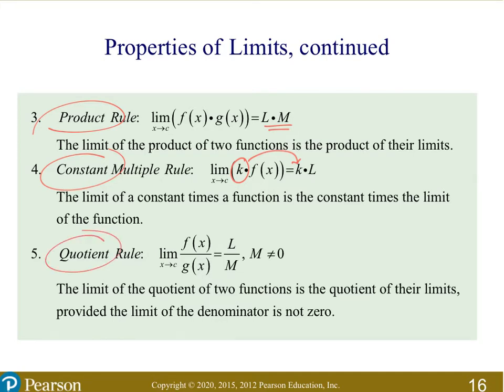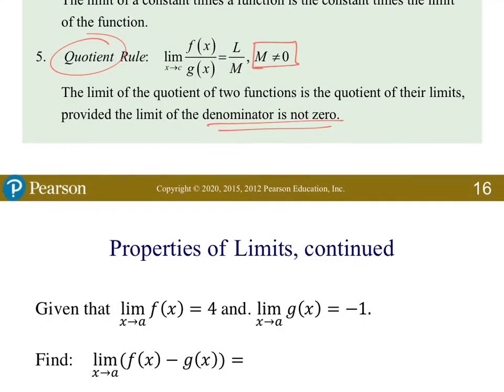And then the quotient rule. You can divide limits as long as what you're dividing by is not 0, because remember, you can never have a denominator be 0 in math. So the legal math is to divide limits that aren't equal to 0, but if you do, then you're going to need to know what to do about that.